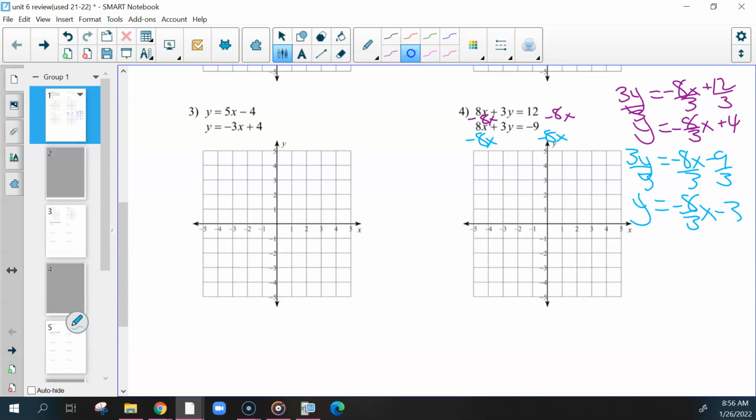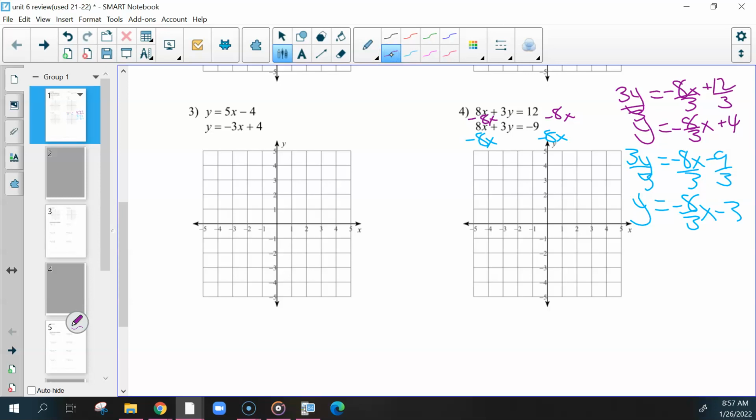What do we know about these two without graphing them? They have the same slope, which means they are parallel, which means what about the solution? They're not going to have a solution. We still need to graph them both.